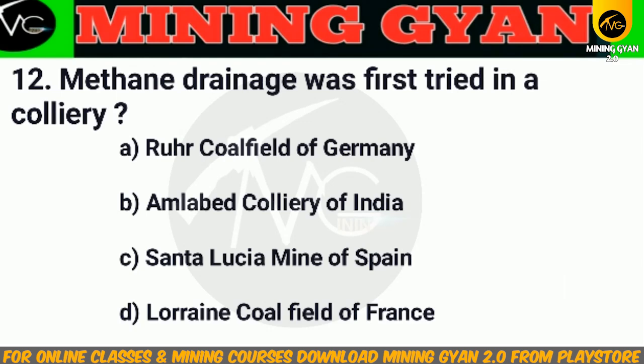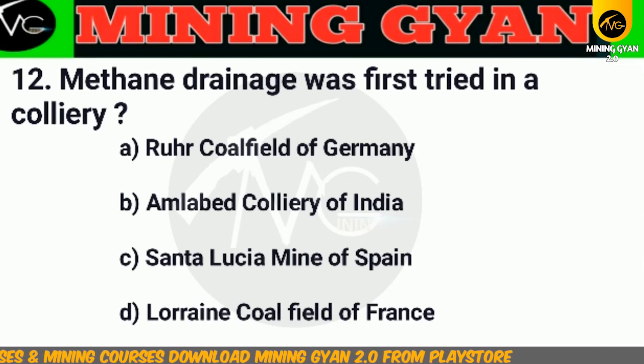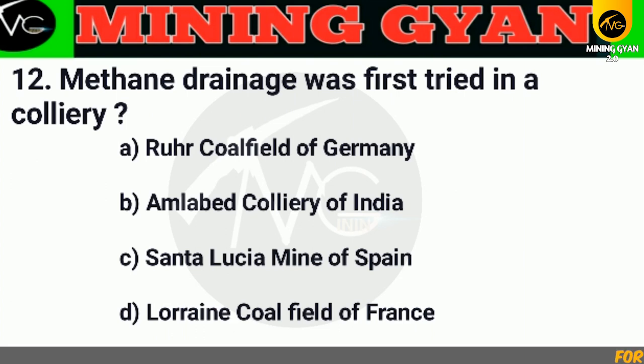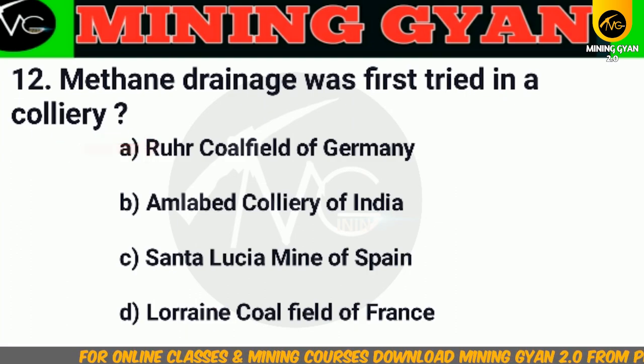Next question is, methane drainage was first tried in a colliery. A. Ruhr coalfield of Germany, B. Ahmedabad colliery of India, C. Saint Lucia mine of Spain, D. Lorraine coalfield of France. Right answer is Ruhr coalfield of Germany.